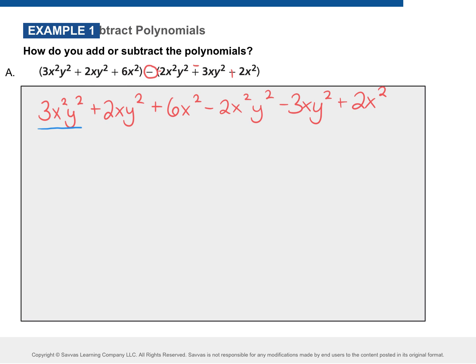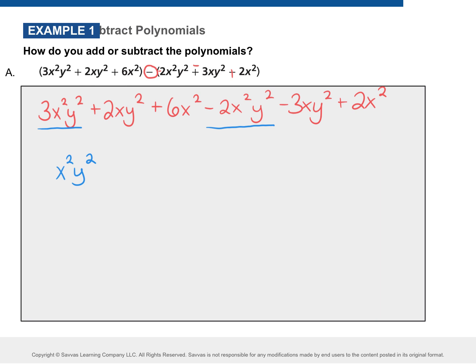Negative 3x y squared. Negative 2. Oh, wait, no. Negative 2x squared y squared. Why are those like terms? They have the same variables and the same exponent. So x squared y squared is a like term with x squared y squared. Okay, so if I combine those, what's left? X to the fourth power and y to the... Ooh, I like how you said that.